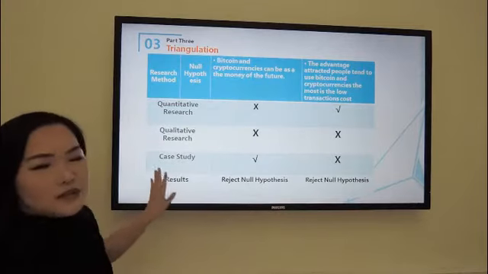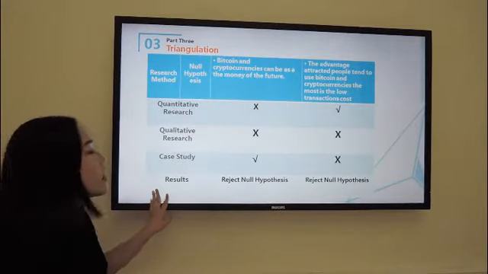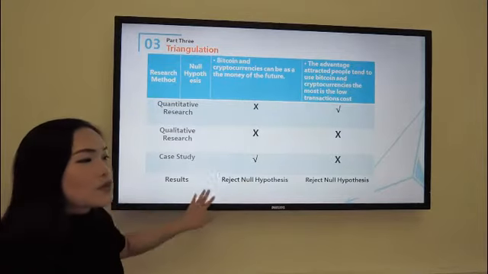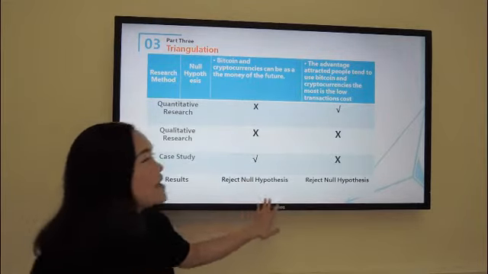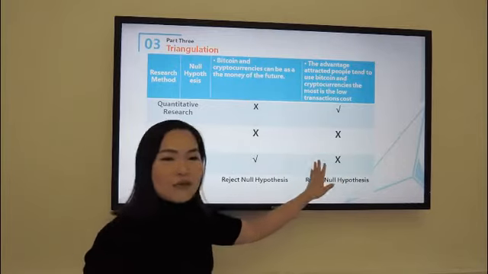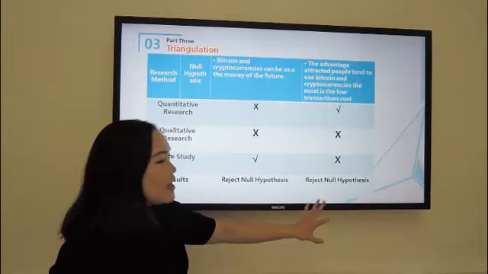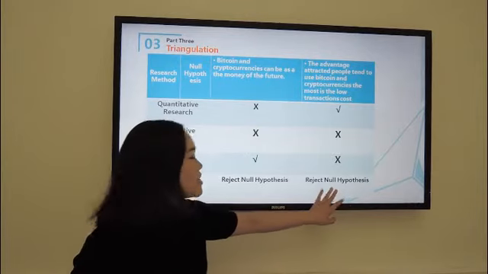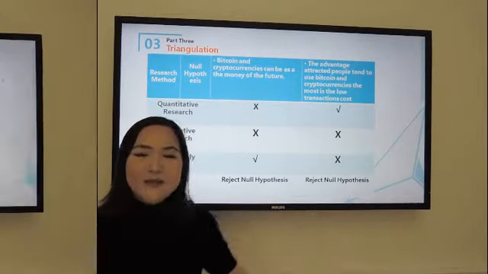So in this case, the result we're getting is that it didn't give us a fully checked mark at this moment, so we have to reject the null hypothesis. Also, for the second hypothesis, we didn't get a full result that 100% supports the hypothesis. So in this case, we still have to reject the null hypothesis.